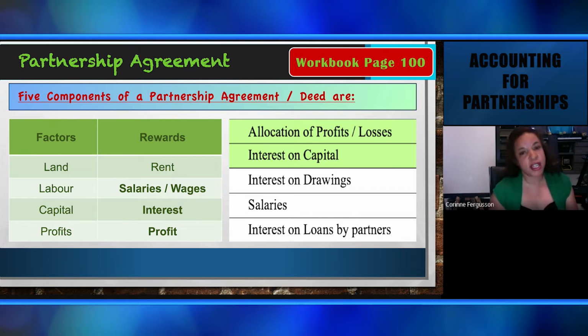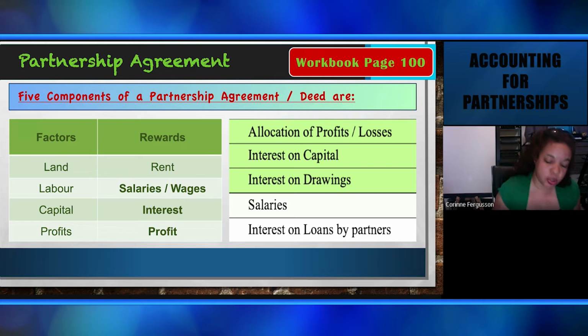Drawings. Whenever you take money out of the business for your personal use, that is less money for the business to use. So you really don't want it to get out of hand, which is why we said that you should probably place a limit. Because if everybody kept on taking out their money for personal use, what will you use for the business to get your profits?